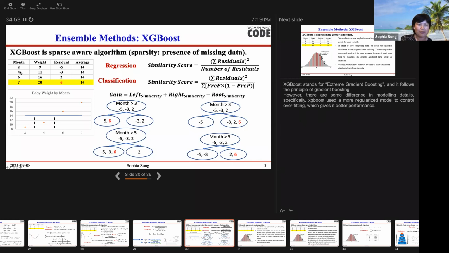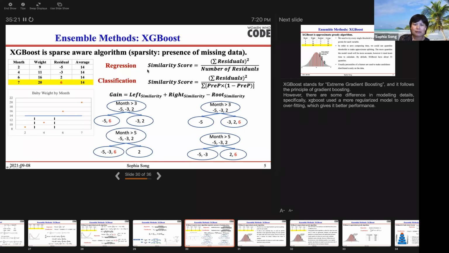I use the average of 2 and 4, which is 3, as a threshold to build up a tree. The first time I use this threshold, I put my missing value, this residual, into the left node. The second time I put this 6 into the right node. For the second threshold, between 4 and 6, I also build up a tree and put the 6 into the left node and into the right node.